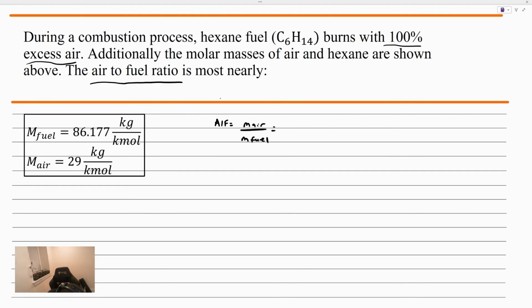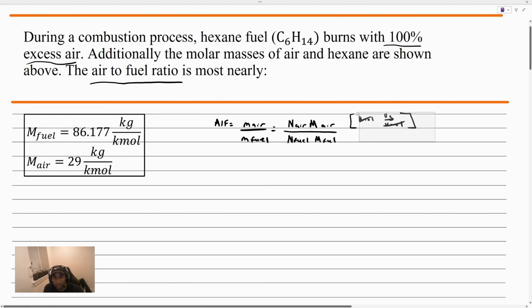Now, we can find the mass of air by taking the number of moles of air multiplying the molar mass of air. If you look at the units here, it makes sense that we're using that kind of formula here. Number of moles is like kilomoles, and the molar mass is kilograms per kilomole. So the kilomoles cross out, we're left with kilograms. That equation makes sense. And the number of moles of fuel divided by the molar mass of fuel. Okay, so that means if we're able to find this correct number of moles of air to number of moles of fuel, we already have the molar mass of air and the molar mass of fuel. We'd be able to find our answer.